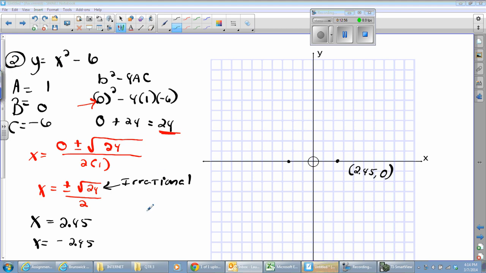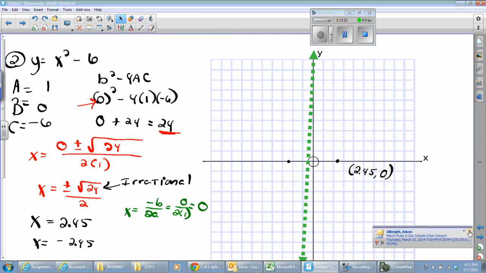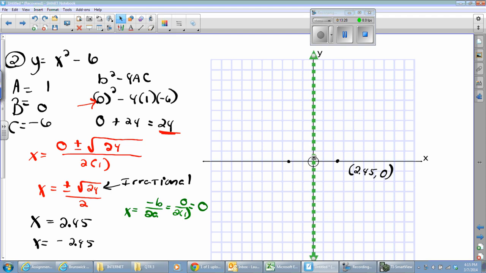My axis of symmetry can be found by doing x equals negative b over 2a, which is 0 over 2 times 1, and 0 divided by 2 is 0. Hopefully you've mastered that by now. If not, this is not your opportunity. So my axis of symmetry is the y-axis. I normally would make it smaller, but in this case I'm going to keep it nice and big so that it shows up. There we go.